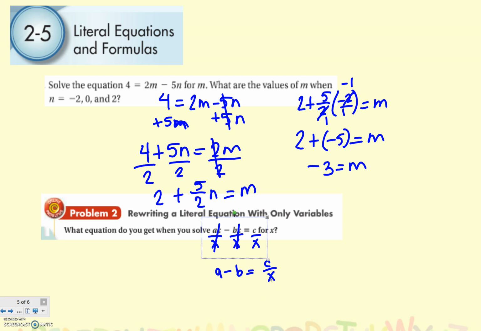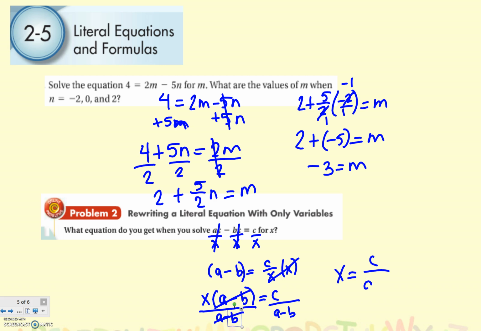Now, to get the x by itself, I'm going to have to move it back over to the other side. But I'm going to put the a and the b together in a parentheses. So when I multiply by x, it's going to be easy to divide it over after. Now I need to get the x by itself. I've moved it over again. So to get the x by itself, I can just divide the whole thing by a minus b. So x equals c over a minus b.